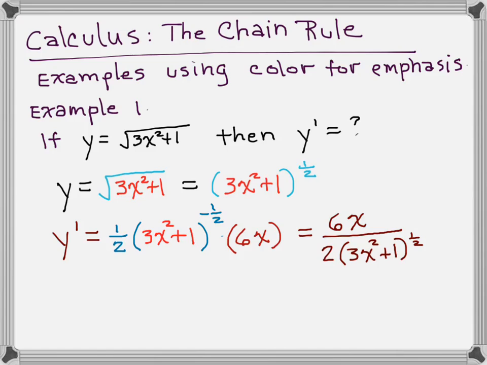And we can simplify this by moving the negative exponent down to the denominator, and we can simplify it further by dividing 6 and 2, and then we can also return it to the original form in which it was presented by putting it back in radical. So that would be the simplest form of our derivative.